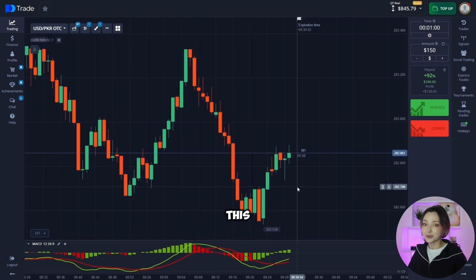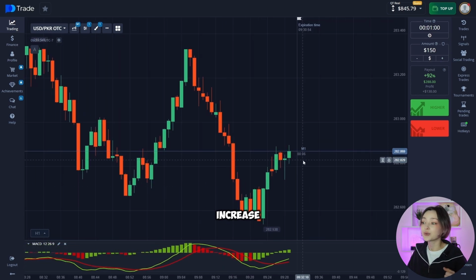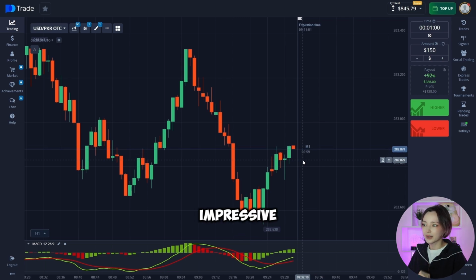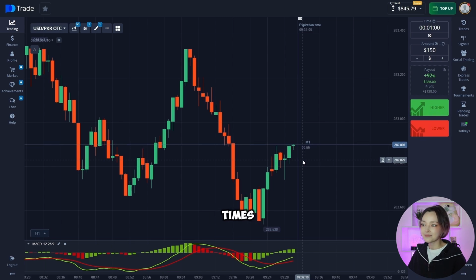Let's sum things up at this point. As you can see, I managed to increase my deposit, started from $800 up to $845. That's a truly impressive result considering we literally increased our deposit 8 times. Just imagine what would have happened to your account balance had you been trading with me all along.